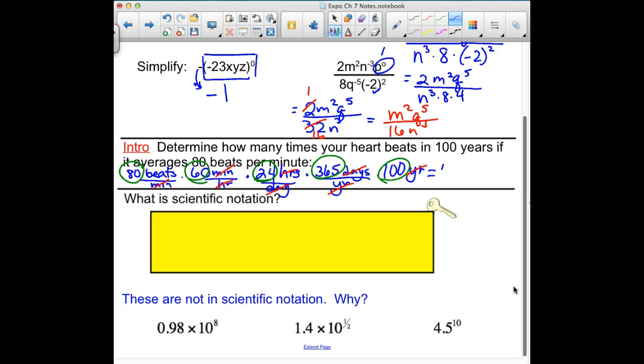All right, your calculator, if it can handle this large number, should look like this. We've got 4,204,800,000 beats in that time frame, in that 100 years. That's a really huge number. So this is a reason that we have scientific notation, because we don't want to work with numbers that are that huge. All right, so scientific notation.